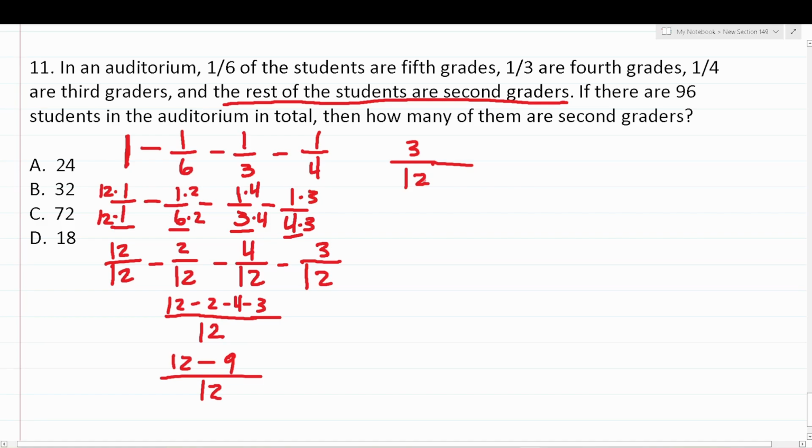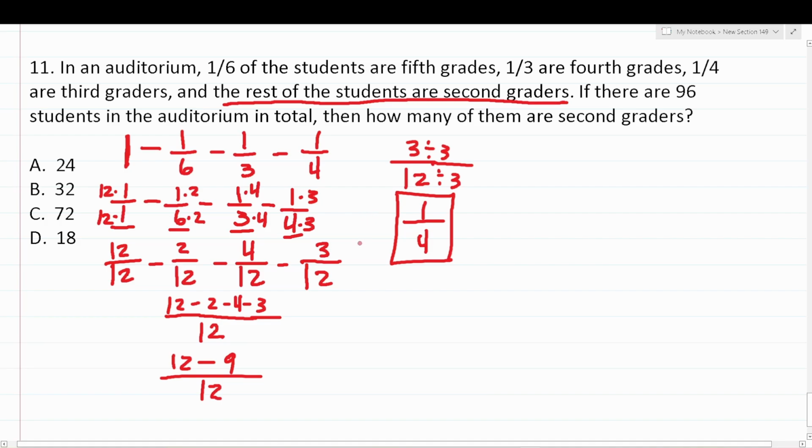So 3 over 12 of the students are second graders, and we can reduce this fraction if we want, since both 3 and 12 are divisible by 3. 3 divided by 3 is 1. 12 divided by 3 is 4. So 1/4 of the students are second graders.